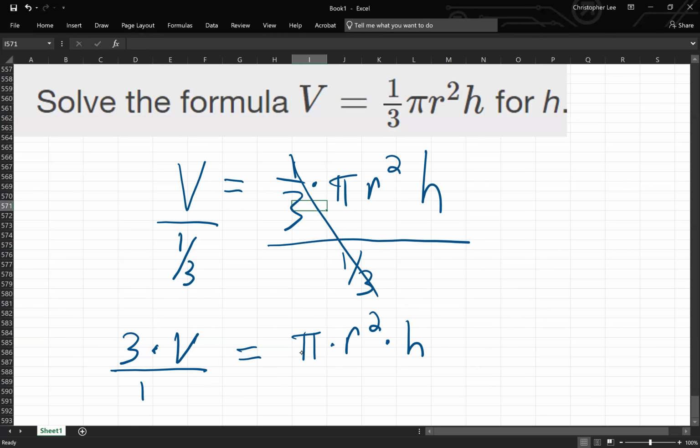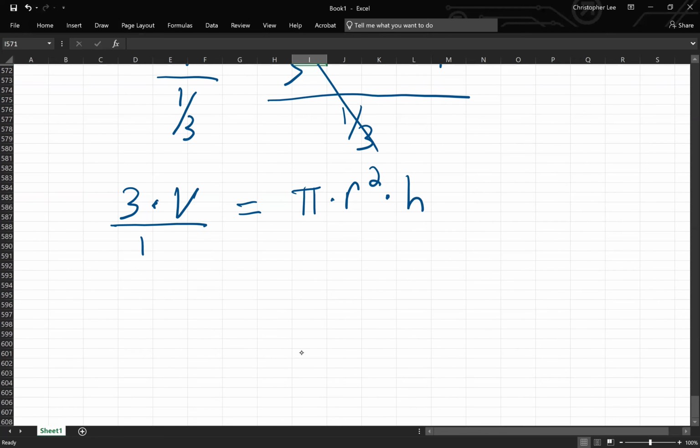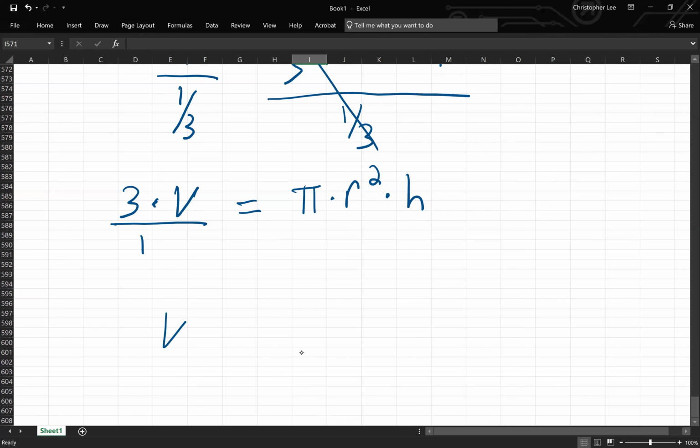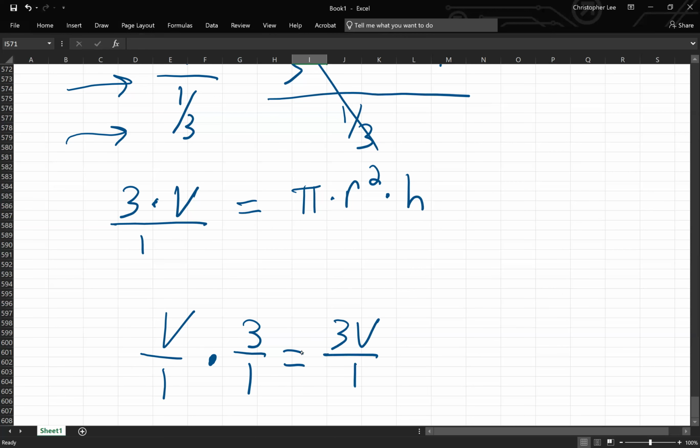Okay. What should I do next? What do we think? So the V, remember that the V is a whole number, right? So think of that as V over 1. You want to change the division right here to multiplication. And then you want to flip the denominator. You have 1 over 3, you're going to flip that to 3 over 1. And then you just multiply straight across, and that's how you get 3v over 1. That's it.